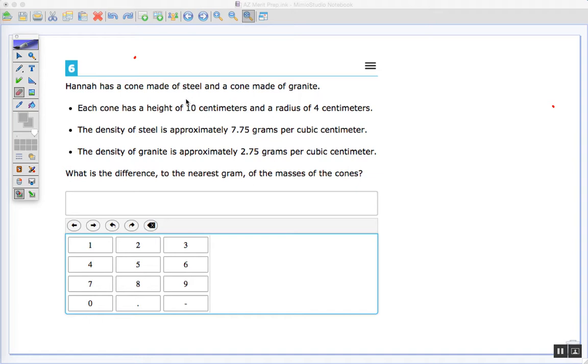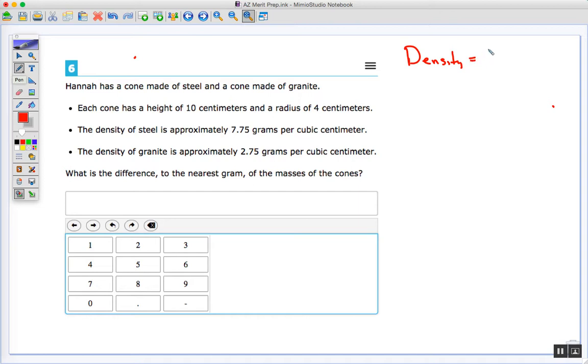This question tells us that we have a cone made of steel and another cone made out of granite. The cones have the same dimensions, but their densities are different. The density of steel is 7.75 and the density of granite is 2.75. So we need two formulas to answer this question. We need to know that density is equal to an object's mass divided by its volume, and we need to know the volume of a cone, which is 1/3 pi times the radius squared times the height.